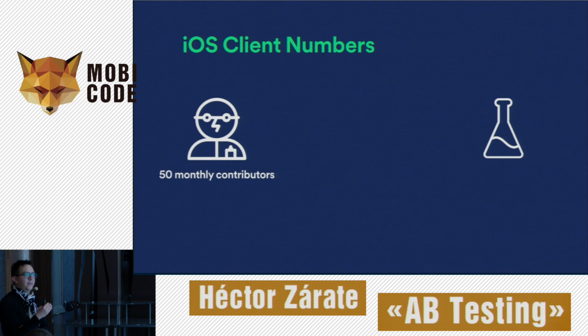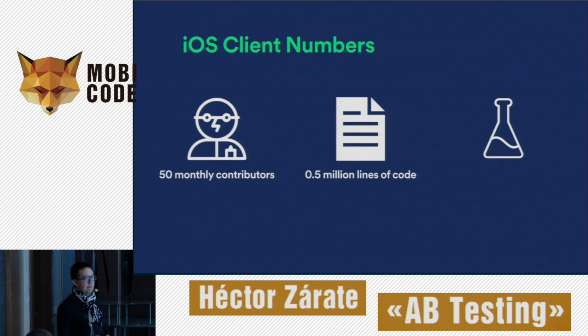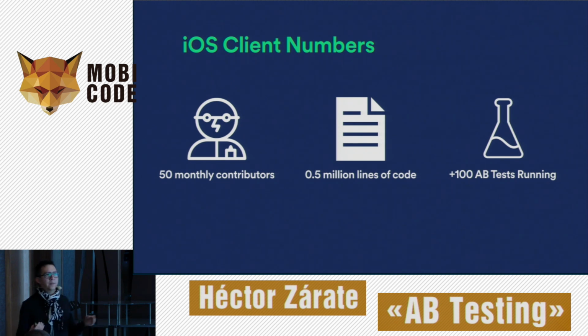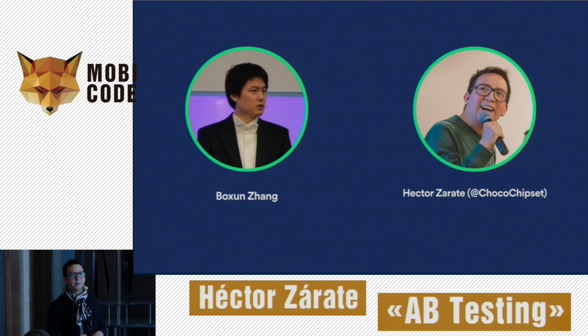The iOS project is a big project, big scale, with about 50 developers every month contributing to the code base. It's roughly 0.7 million lines of code, and keeps growing a lot. And concurrently, we're running more than 100 A/B tests at the same time, so there are lots of tests running in this product. This is a talk that I prepared with a data scientist, a friend of mine, Buxton, and I hope you like it.